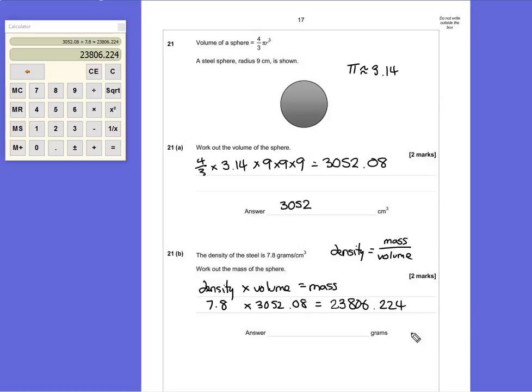Even if it's got 8 to 10 decimal places, just write it all down. But when you give your answer, feel free to round this to a reasonable value. 1 decimal place should be enough here, or even to the closest whole number. 23806 grams.